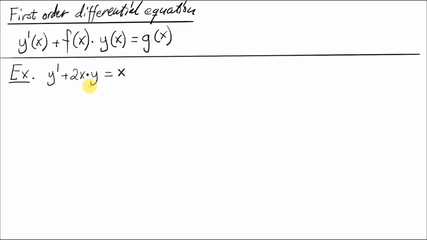Here is the first order differential equation we want to solve. So here we have suppressed the x. So y means the function of x. And f of x we have chosen to be 2x and g of x chosen to be x. The technique for solving this one is similar to what we did before. 2x is an inner derivative of this one. So let's multiply both sides by this.